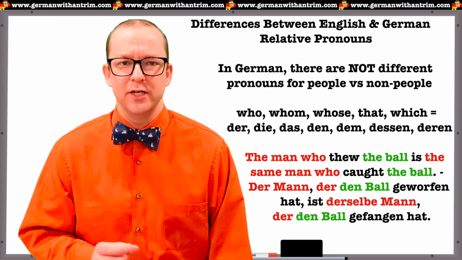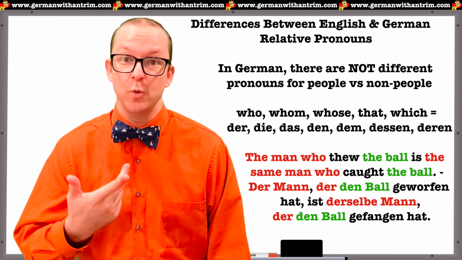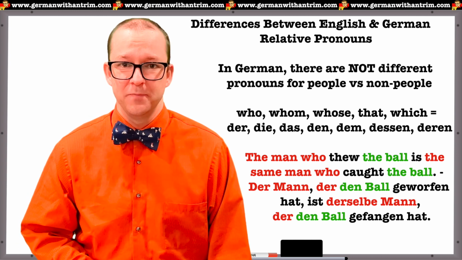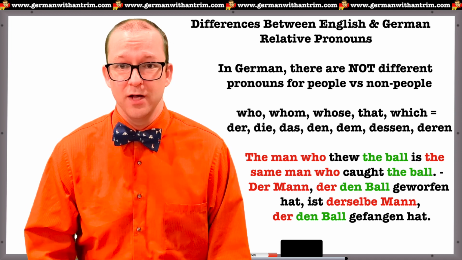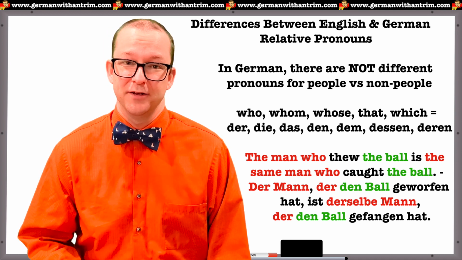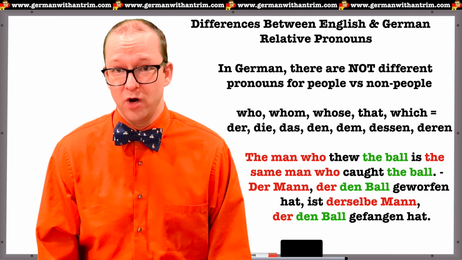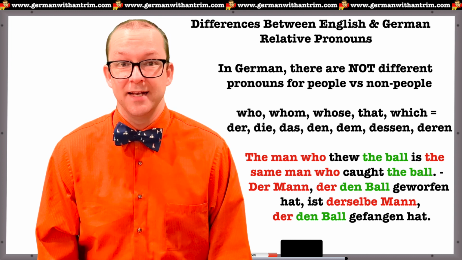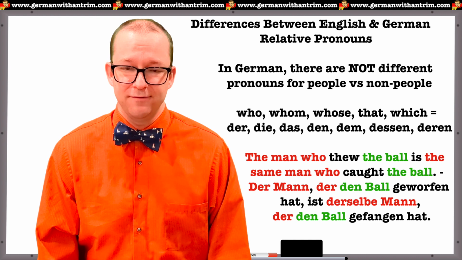In English, we differentiate between people and inanimate objects by using who, whom, and whose for people and that or which for non-people. In German, you simply use words from that chart that I showed you before, which are basically the same as the definite articles, with a few exceptions. The man who threw the ball is the same man who caught the ball. Der Mann, der den Ball geworfen hat, ist derselbe Mann, der den Ball gefangen hat.